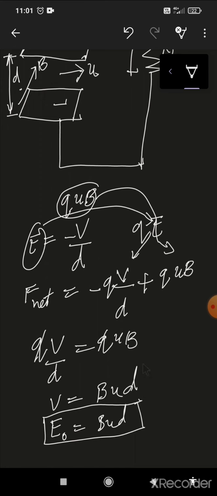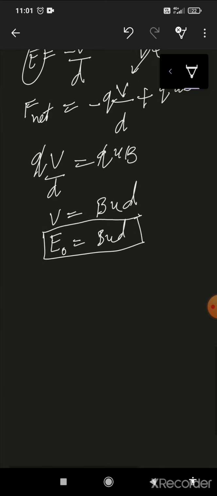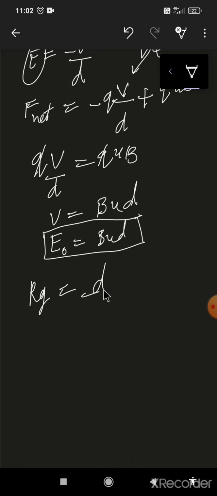The internal resistance of the MHD generator is the resistance of the conducting fluid flowing between the electrodes, and thus it will be given as Rg equal to D upon sigma A.